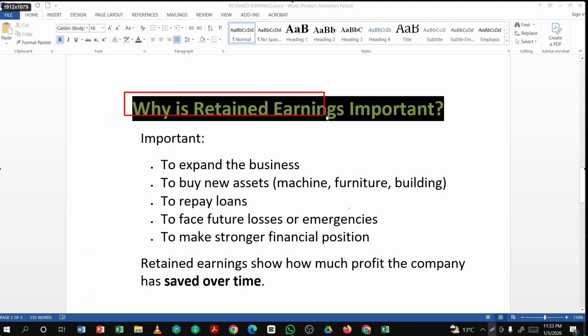Why are retained earnings important? Retained earnings are important to expand the business, to buy new assets, that is machines, furniture and buildings, to repay loans, to face future losses or emergencies, and to make a stronger financial position. Retained earnings show how much profit the company has saved over time.